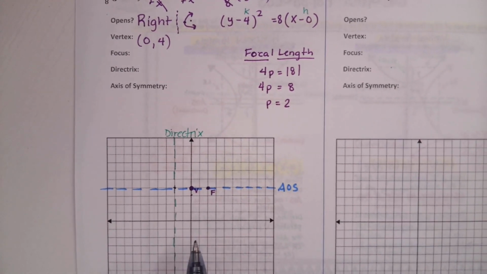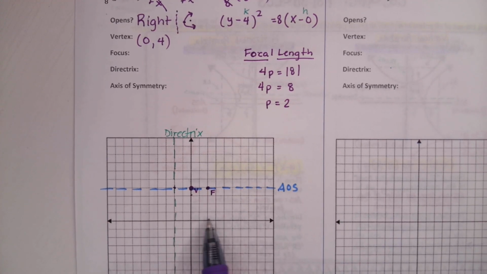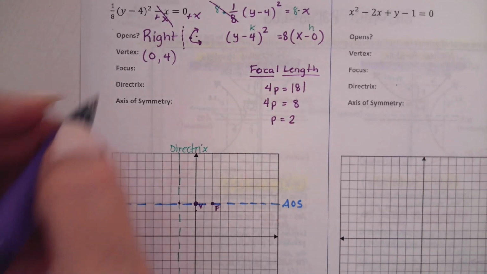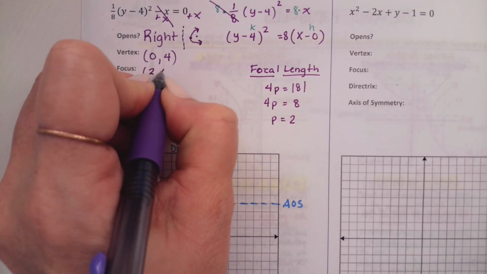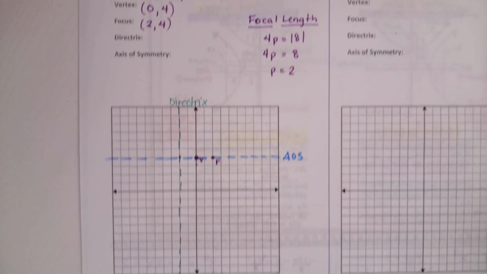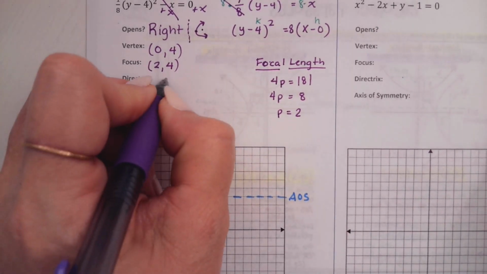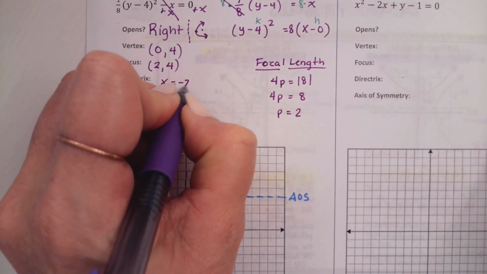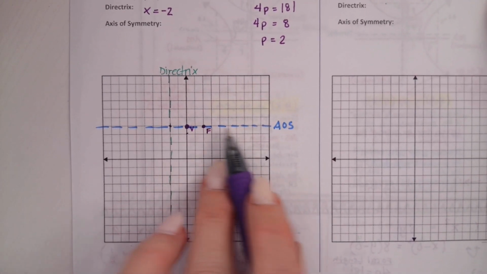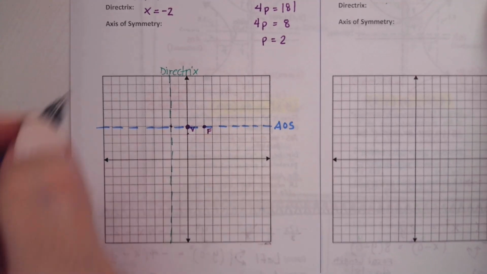So what ordered pair is that focus at? 2, 4. Okay, the directrix on this one is a vertical line, which is going to be x equals -2. The axis of symmetry for this one is a horizontal line at y equals 4.